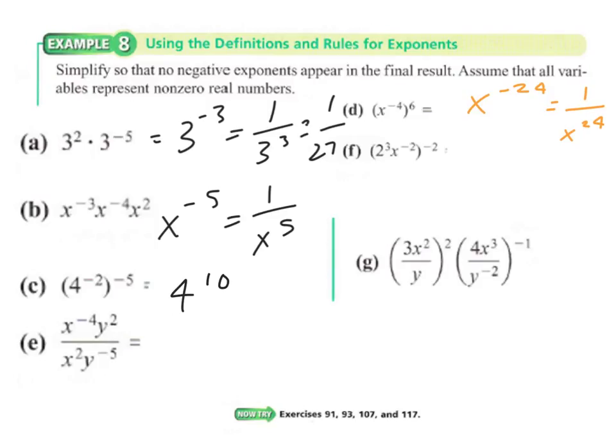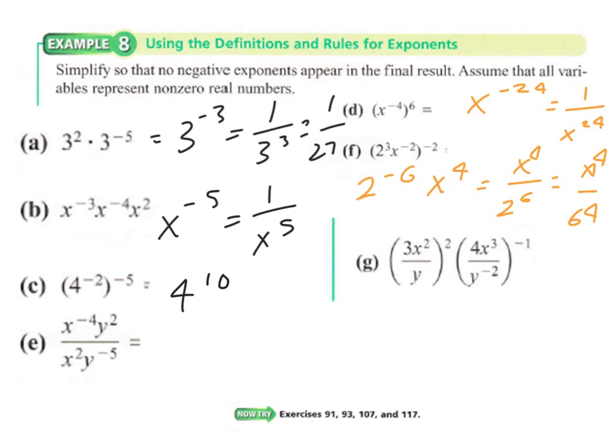F, now we're getting a couple different things here. There's a few different ways you can do this. I think I'm just going to distribute the negative 2 and do the power of a power property at the same time. So it would be 2 to the negative 6th power, x to the 4th power, which ends up being x to the 4th over 2 to the 6th. And 2 to the 6th is 64. So x to the 4th over 64.